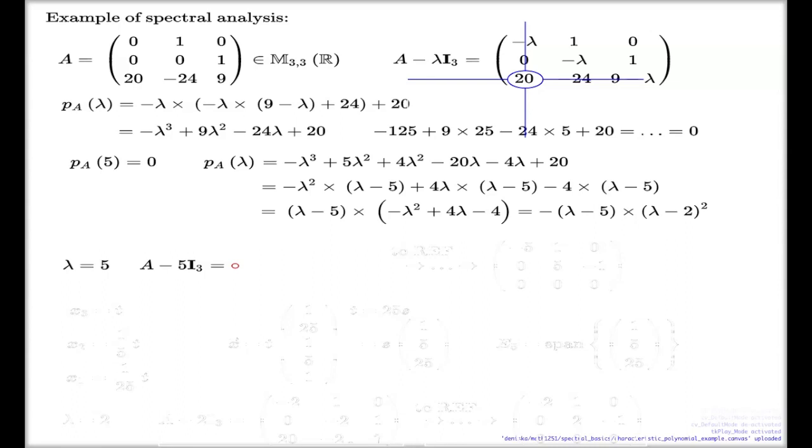the associated eigenvector is the non-zero vector which is a solution in the null space of the matrix like this. So here's my matrix. I just put 5 across this diagonal. Here it is. I need to find a non-zero vector which vanishes such a matrix.